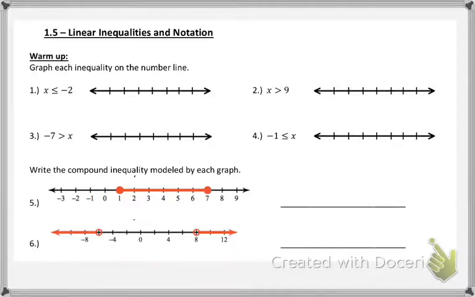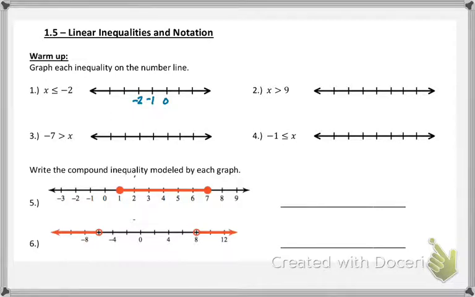So we're going to do a quick review on linear inequalities, and let's start by reviewing open and closed circles. So number one, we have x is less than or equal to -2. You can label our number lines: -2, -1, 0, and it says x could be any number that is less than or equal to -2.